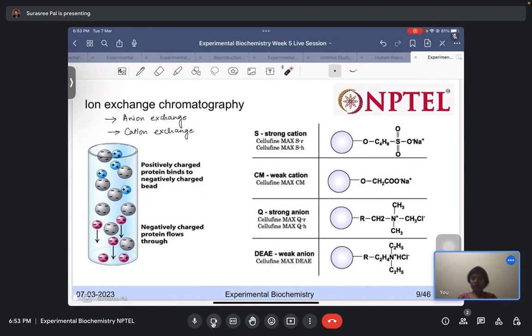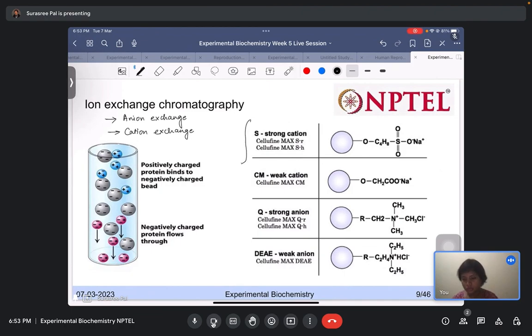If there is a negatively charged bead, which means the matrix is anionic, it is a cation exchanger. So here we can see examples of several beads or matrices which are used in ion exchange chromatography.